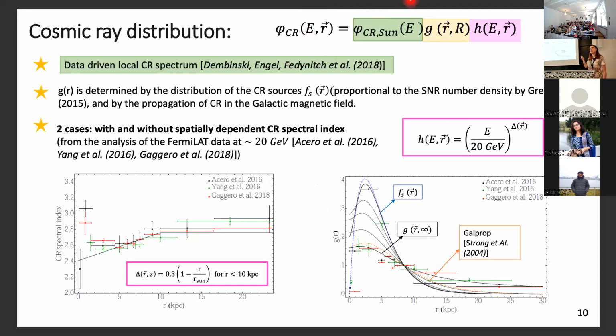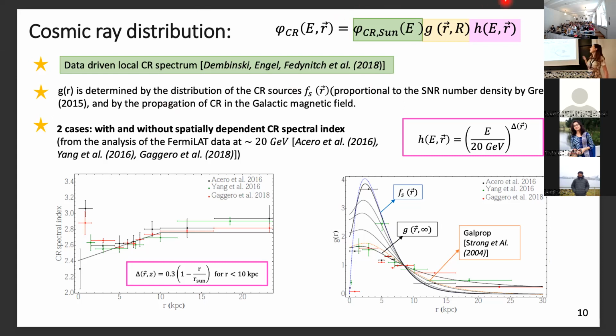Here we parameterize it as the product of three functions, where the first one is simply the cosmic ray spectrum measured at the Sun position, so the local spectrum. This G of R is the cosmic ray spatial distribution in our galaxy. You can look at G of R as a function of the galactocentric radius. Our model is these black lines here. This function is determined by considering the distribution of cosmic ray sources as proportional to the supernova remnant number density, as in this paper, and also by taking into consideration the propagation of cosmic rays in the galactic magnetic field.